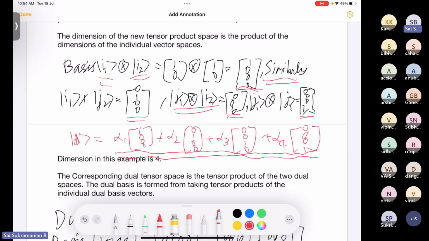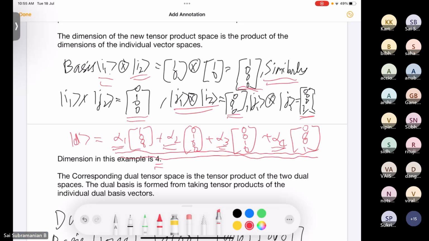And what does this mean? It means that the probability amplitude of the first qubit being in I and the second qubit in I is alpha 1. The probability amplitude of the first qubit being in I and the second in J is alpha 2. The first in J and the second in I is alpha 3. And the first in J and the second in J is alpha 4. That is how we understand a 2 qubit vector, and that is why we have a 4D column vector space. The dimension is 4, the product of the dimensions of the individual vector spaces. So this is the tensor product.